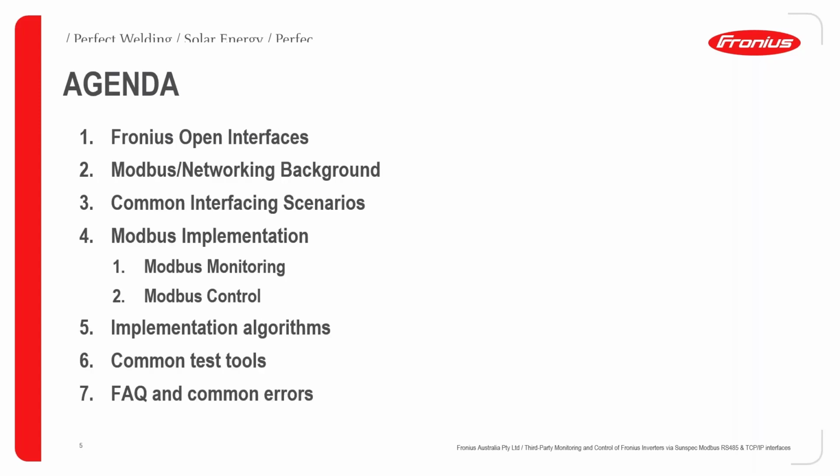Going forward on the agenda, there's a bit of stuff that we'll go through, but in general, we'll discuss the open interface we actually have, a bit of background on Modbus and networking as well, some common application interfacing scenarios, Modbus implementation, how we actually do it from our end, and what needs to be put in place for this to work. A bit of thought about the algorithms and how the coding or the backend needs to be run. Some common test tools you could use, as well as frequently asked questions and common errors you could actually have on your site.